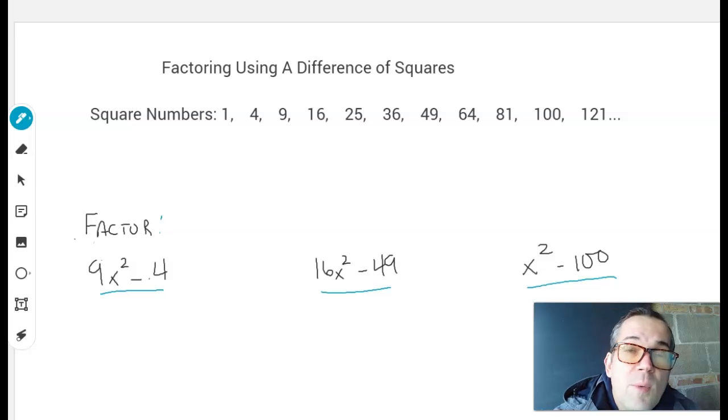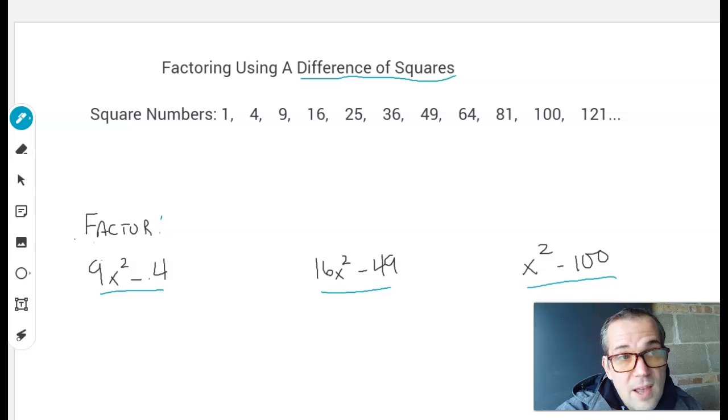How to factor a special case called the difference of squares. And the nice thing about the difference of squares is if I can teach you to recognize it, factoring it is super duper easy. So I wrote down 3 problems here that all represent a difference of squares. I haven't explained what it is yet.